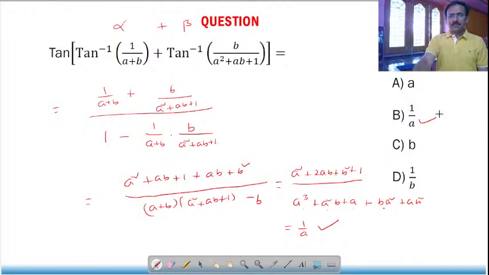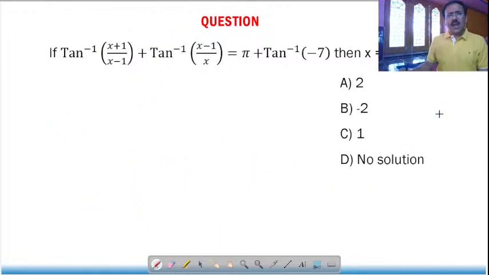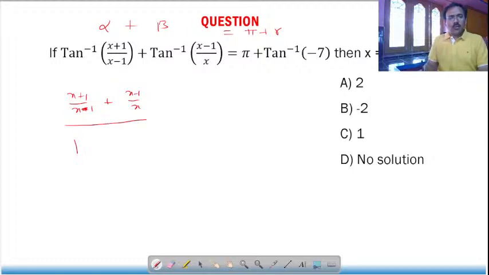So friends, in the same way, here I have incorporated certain problems. You don't try to apply the formula like tan inverse x plus tan inverse y. In such a case, why don't you apply tan on both sides? So it is like alpha plus beta is equal to pi plus gamma. Apply tan: tan alpha plus tan beta by 1 minus tan alpha tan beta.